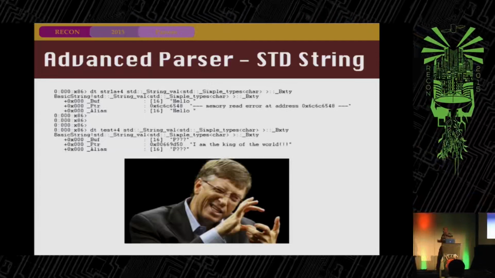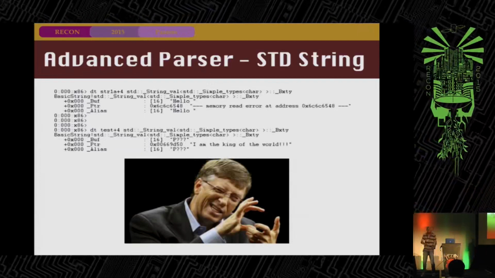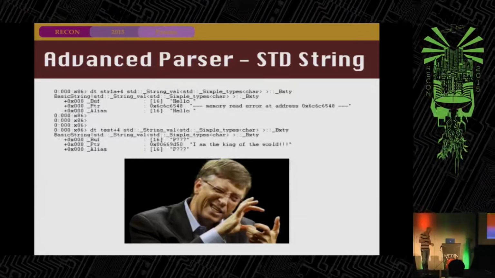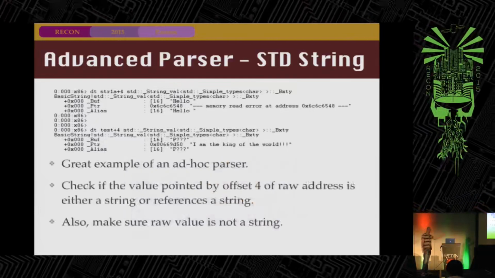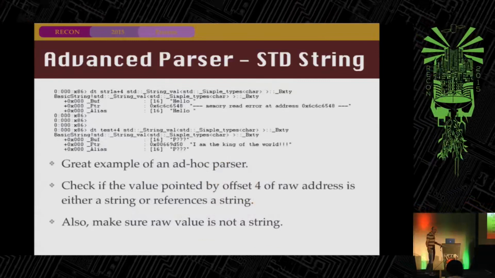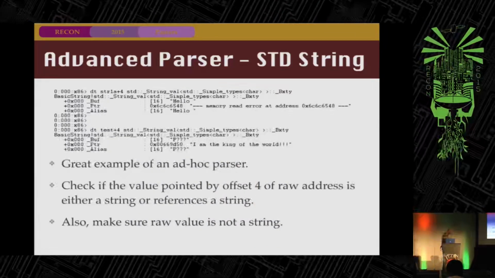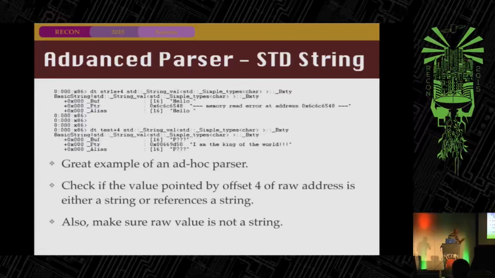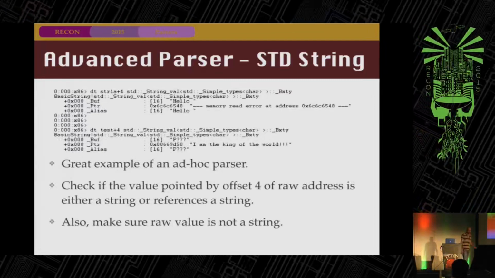When we're debugging this, it really makes our life hard, because whenever we get a basic_string, we have to go to this offset and check: is it a string? Is it a reference? And it takes a lot of time. Writing a parser for this is actually pretty easy. We don't need to know almost anything about the implementation. We just go to offset 4 and see, is this a string? Cool. If not, is this a reference to a string? Cool. Then we have a basic_string.